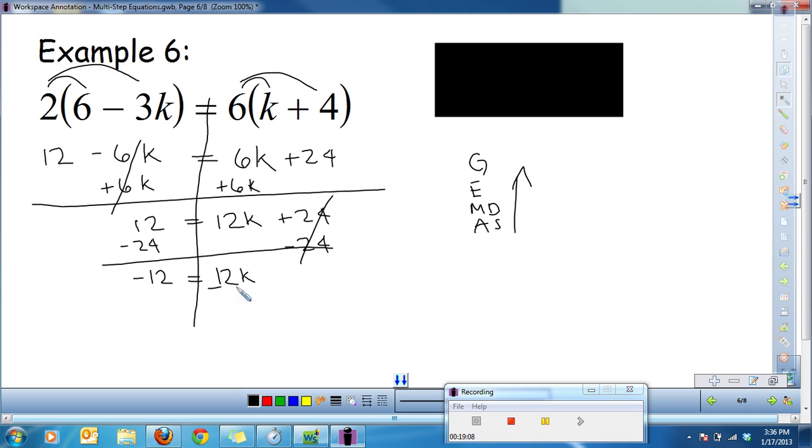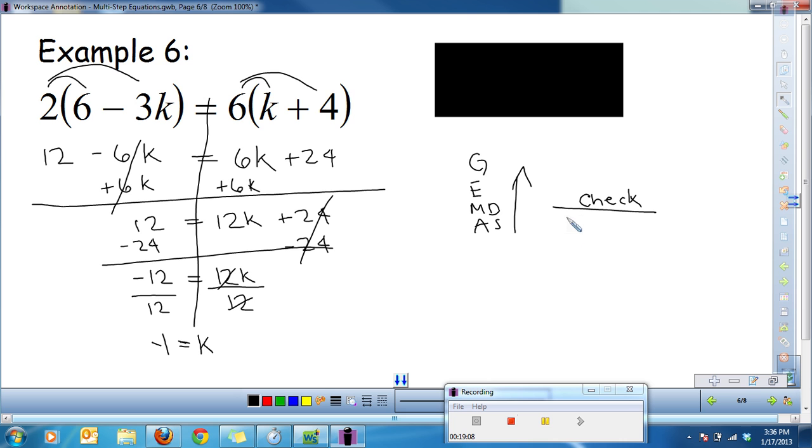Now I still need to get k alone, and I know that in between here is 12 times k. How do you undo 12 times k? You divide by 12. Negative 12 divided by 12 is negative 1. These 12s cancel out. I'm left with k. So now I think k is negative 1, but just to be sure, I should check my answer.